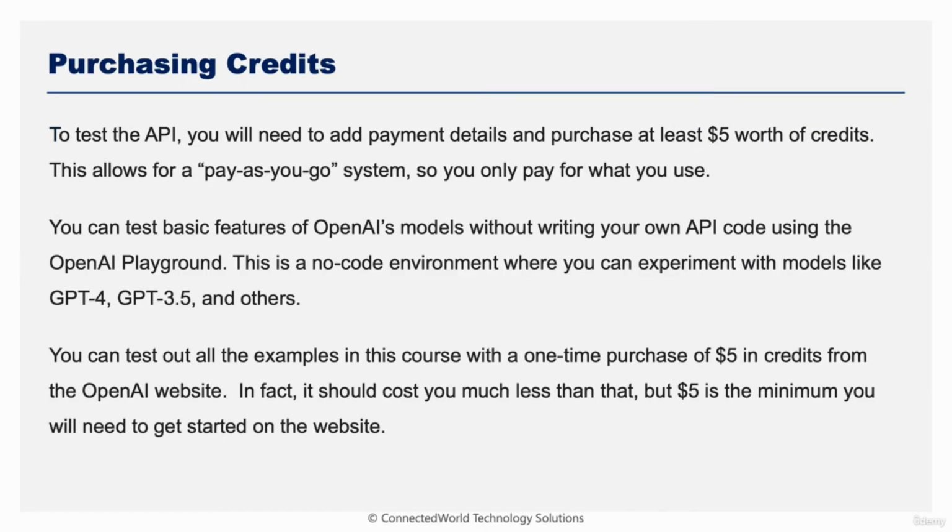Purchase credits. To test the API, you will need to add payment details and purchase at least $5 worth of credits. This allows for a pay-as-you-go system, so you only pay for what you use. You can test basic features of OpenAI's models without writing your own API code using the OpenAI Playground. This is a no-code environment where you can experiment with models like GPT-4, GPT-3.5, and others.